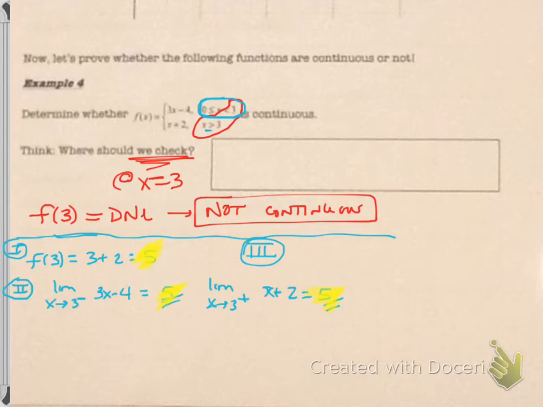So I'm good here, right? The limit as x approaches 3 does equal f of 3, and that equals 5. So then in a case like that, I could say that the function is continuous. So a little twist on example 4, but that's the kind of thing we're looking for. Let's try another one.